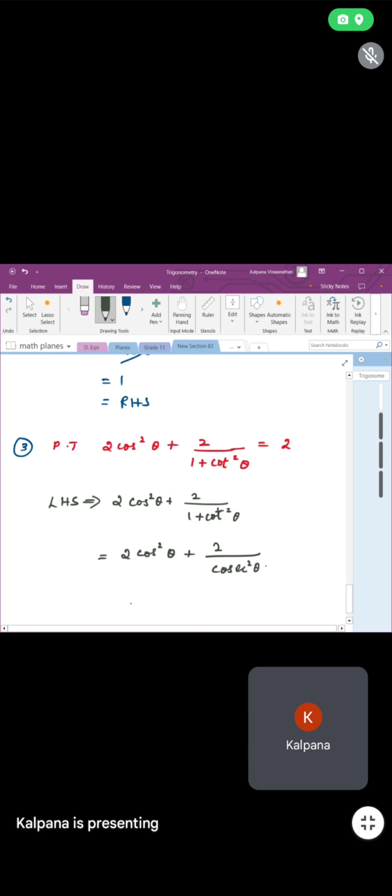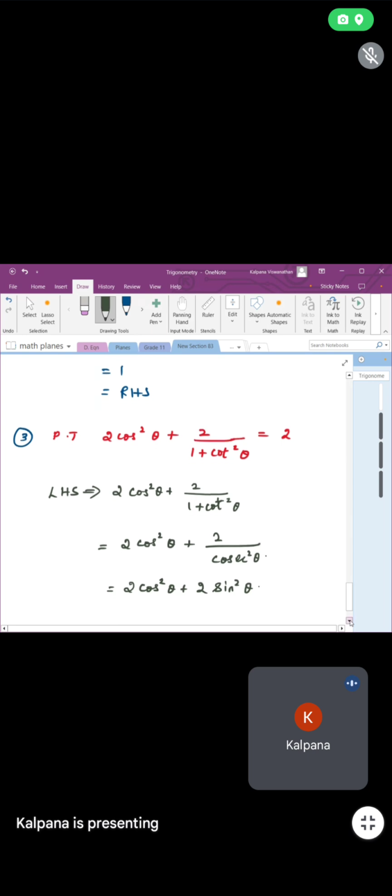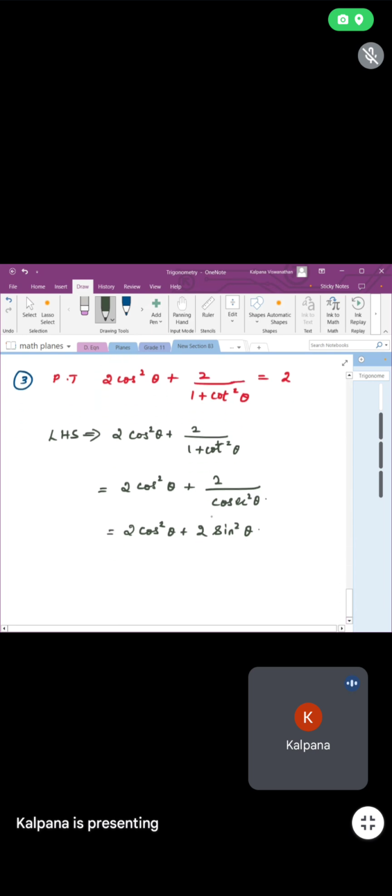Then, what's the next step? 1 by cosecant square theta, we can write it as sine square theta. Very good. Cosecant is there in your denominator, so 1 by cosecant is nothing but sine square theta. So 2 cos square theta plus 2 you keep as it is. 1 by cosec is nothing but sine square theta, the reciprocal ratio. Remember, sine and cosec are reciprocal.